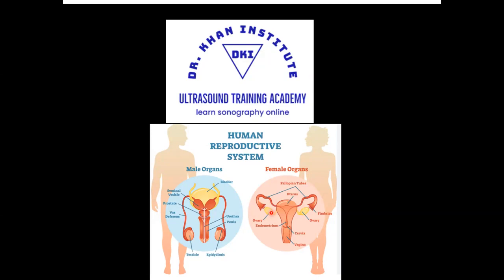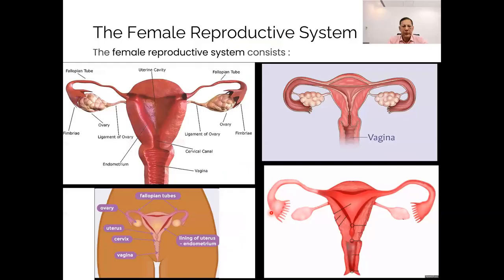So first of all, the female reproductive system. The female reproductive system consists of the uterus, fallopian tubes, ovaries, and vagina. First of all, we will discuss the uterus.